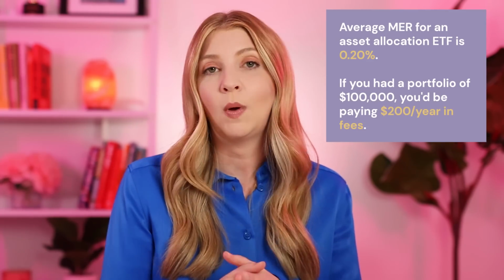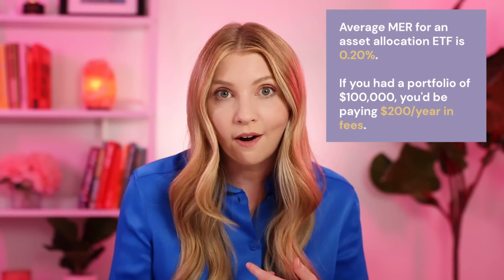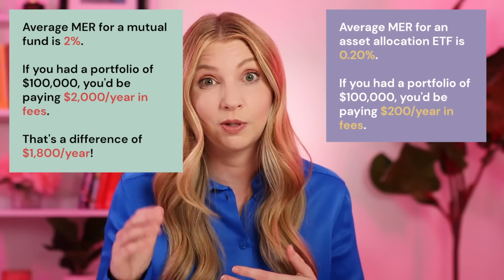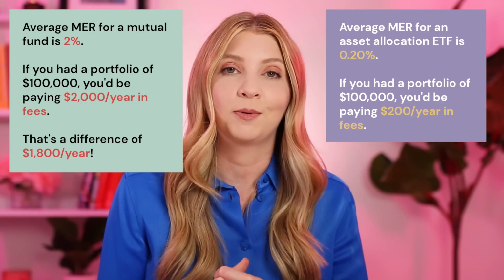And also, when you are investing in an asset allocation ETF, it could save you a ton of time and also trading commissions. Now, in general, asset allocation ETFs have an MER around 0.2%. So what that looks like is if you had $100,000 invested and you had an MER of 0.2%, you'd be paying $200 per year. Now, if you invested $100,000 into a mutual fund and had to pay the average MER for a mutual fund, which is about 2%, you would be paying $2,000 per year. So already investing in an asset allocation ETF, you'd be saving $1,800 per year, which again, compounded year over year, could equal some really big money.